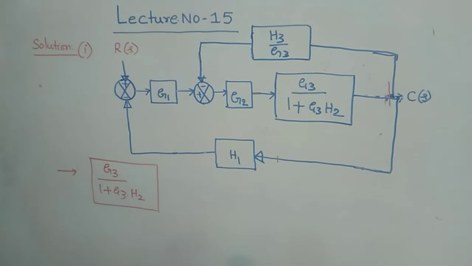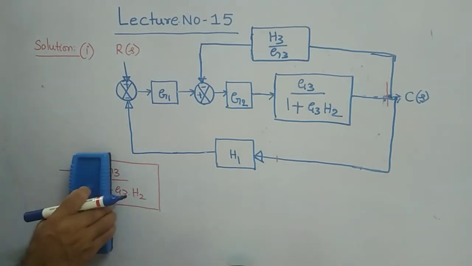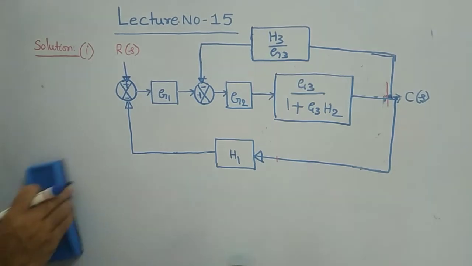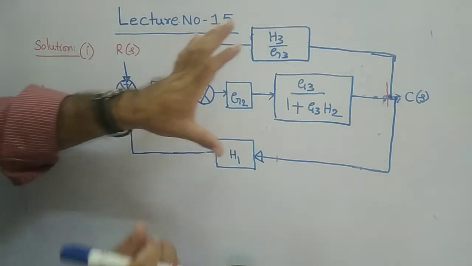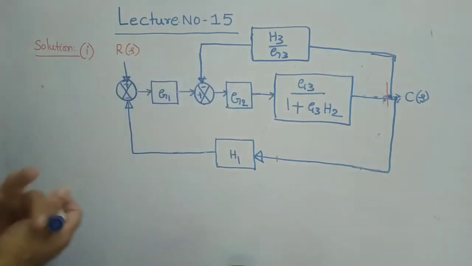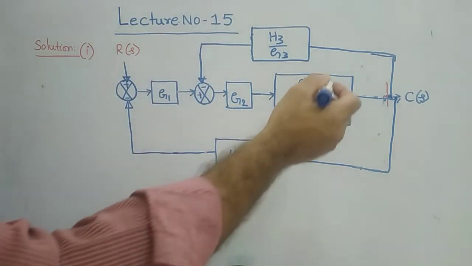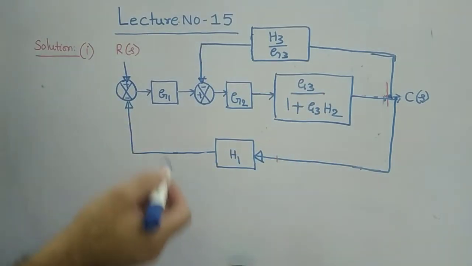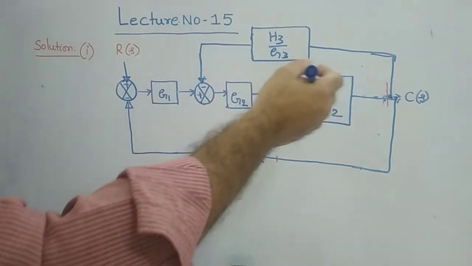Is it not? In your textbook you can write in different steps also, no problem. I am explaining within the problem itself. If you follow this, definitely it will be understood. So I have eliminated that negative feedback control system. Then it will be simplified like this.